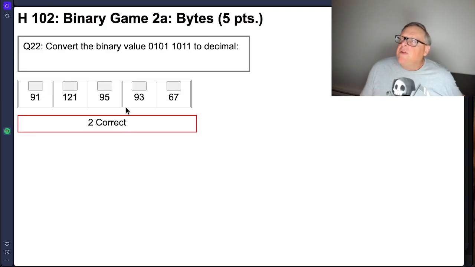Anyway, when you get enough of them right, I think 5 in a row, you'll find a flag, and I recommend doing that. It's good to learn your binary.